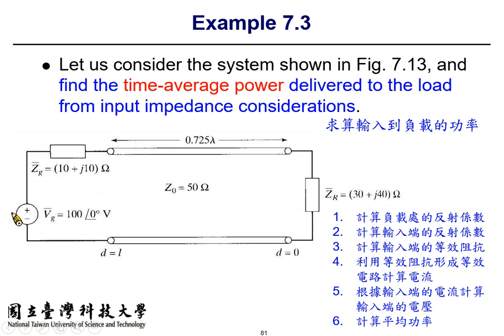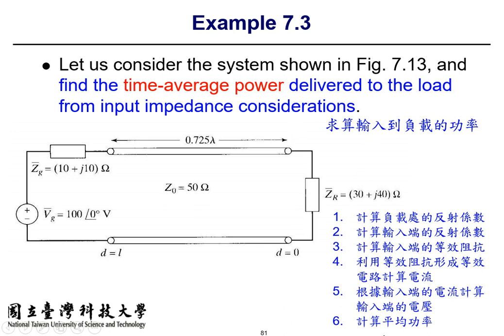You have a voltage source of 100 volts in magnitude and 0 degree in phase. Note that this is a sinusoidal source, a generator of sinusoidal signal. We didn't specify the frequency, but that doesn't matter for this problem, because everything is measured in terms of wavelengths. So we don't have to specify the frequency. The internal impedance of the generator is 10 plus j10, and the termination is 30 plus j40 ohm.